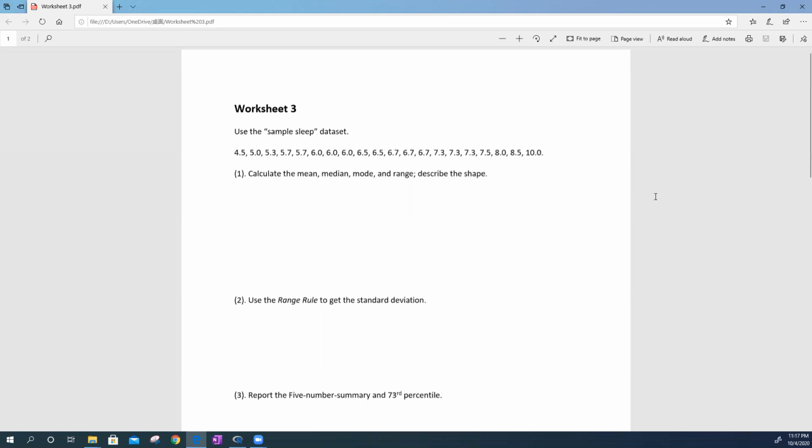And for the first question, we have this sample sleep data set. So these are the values we have in the data set. And we are required to calculate the mean, median, mode, and range. And we also want to describe the shape. So let's look at the mean.